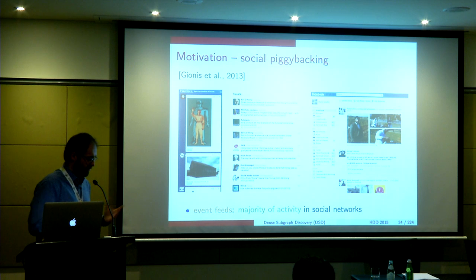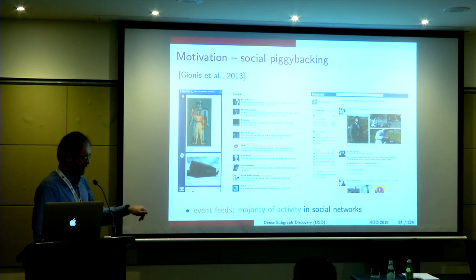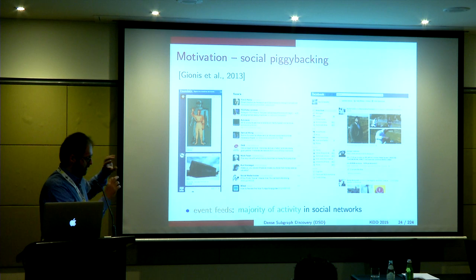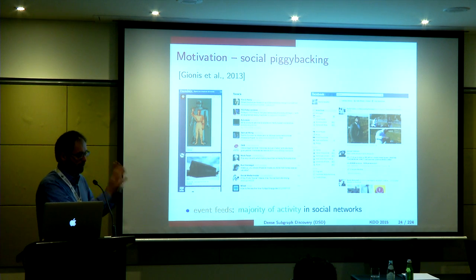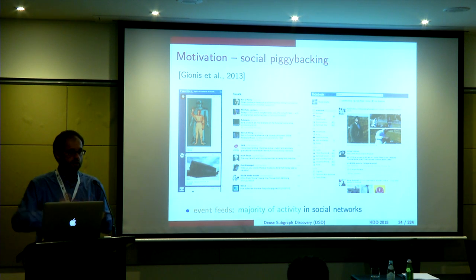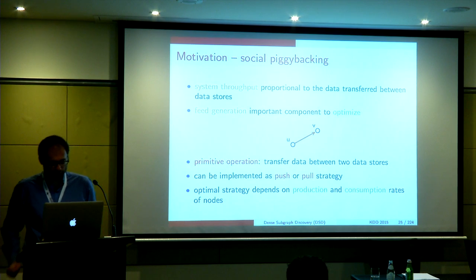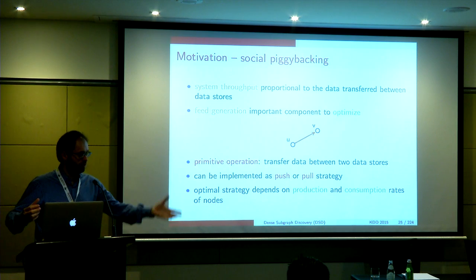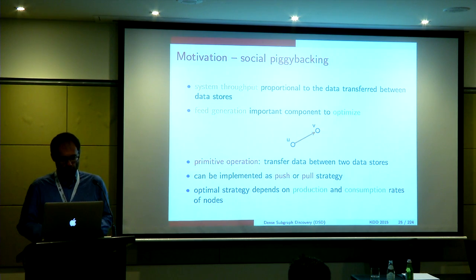Now internally in the system this happens through transfers of data. If a friend posts something, this item will be written in the data store that corresponds to the space of my friend. And when I read my feed, I have to take items from all of these data stores of the different people and transfer them to my data store. This transfer is the bottleneck of many of these systems. The system throughput is really proportional to the data transfer between the data stores, of what people write and what people read.